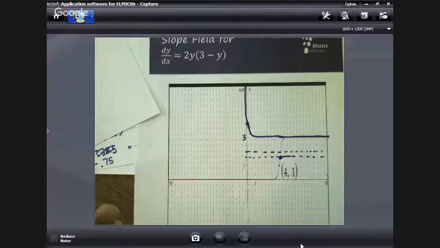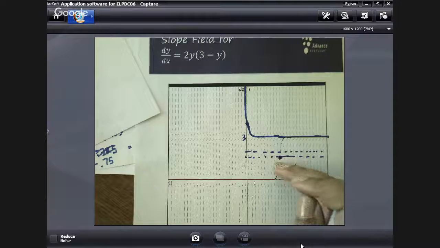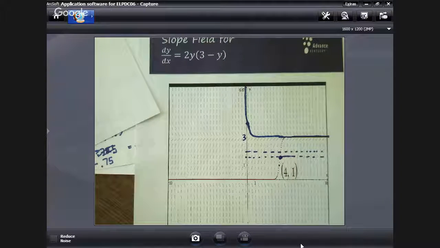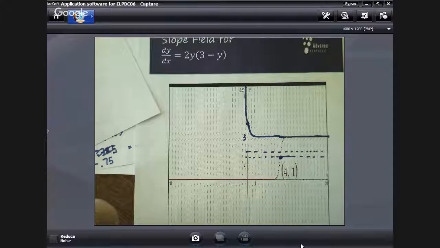The reason I'm pointing out this point of inflection is that that point of inflection is when dy dx is changing the fastest, right? That's when this curve is the steepest. That's when dy dx is changing the fastest. So, in other words, the place where the function is changing the fastest is always going to be at half the carrying capacity. Now, luckily for you, you don't have to prove that. You just have to know that.